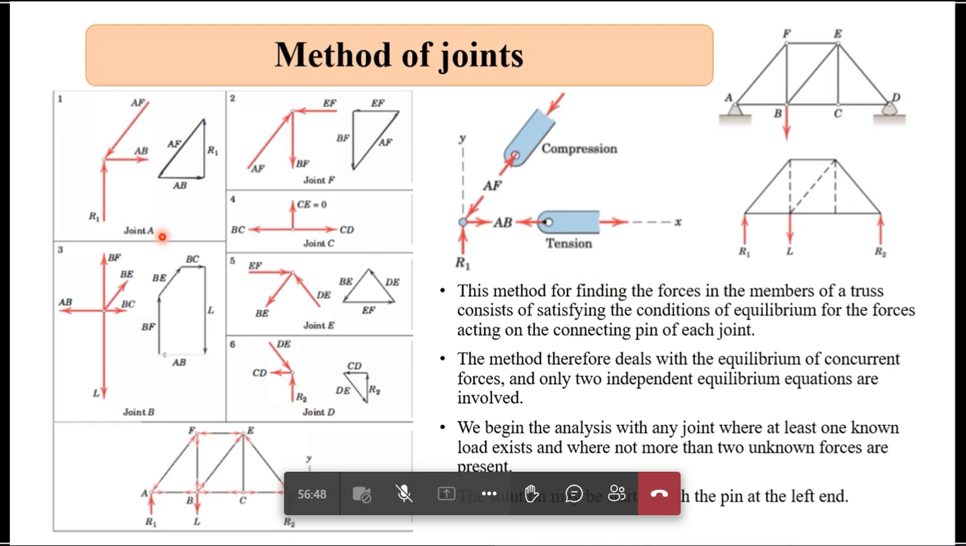Likewise, we move to each and every joint. So which joint do we begin with first? Where at least there is one known load. So I proceed with joint A first, then I move to joint F, then joint B. Next, I can move to joint E, and then finally joint D. Step by step, I can do that so that I can find each and every force in the members. This is basically your method of joints.